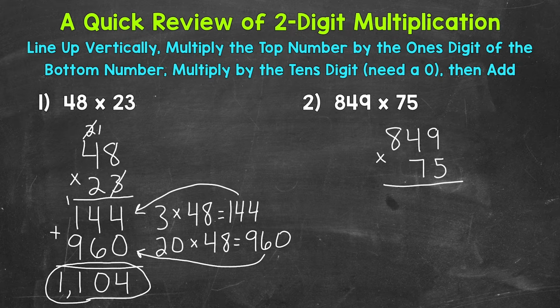So we'll start with 5 times 9, which is 45. Let's put our 5, carry the 4. Then we have 5 times 4. We're moving over to the tens place now in that top number. 5 times 4 is 20, plus 4 is 24. Carry the 2.